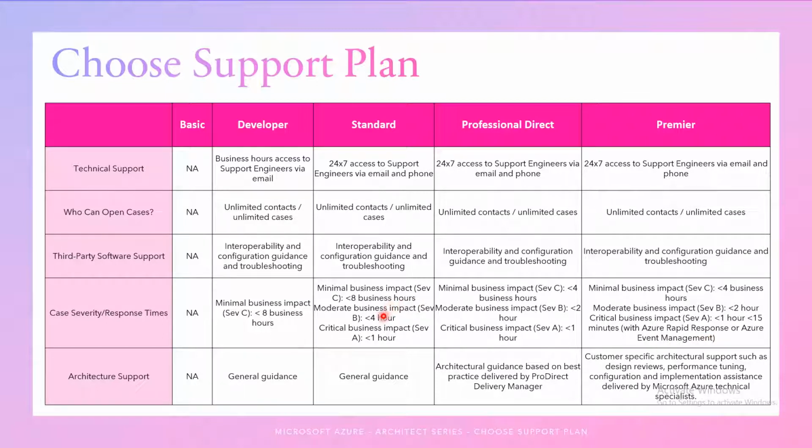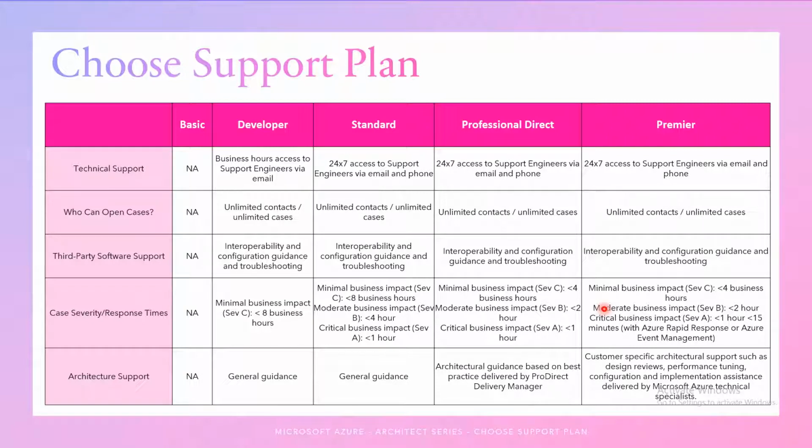And if you look at one more important thing, with standard, the severity C has 8 business hours. With professional direct, you have less than 4 hours response time. And even the moderate impact severity B or the P2 ticket will be responded back in less than 2 hours. Okay, so there is a difference here as well.